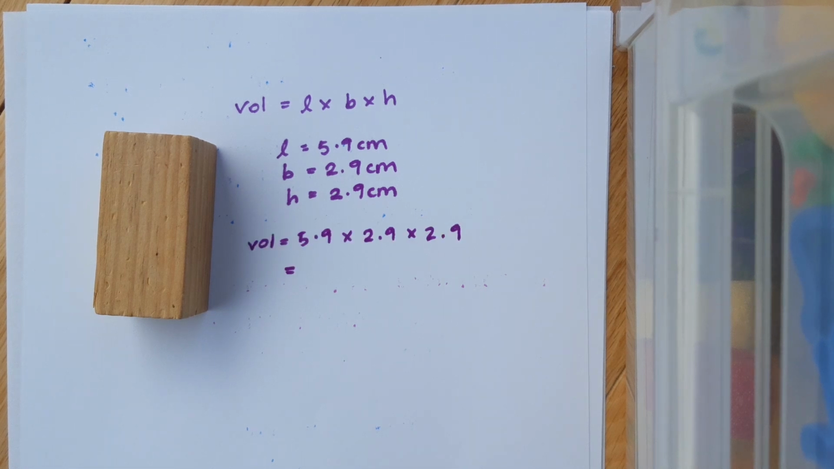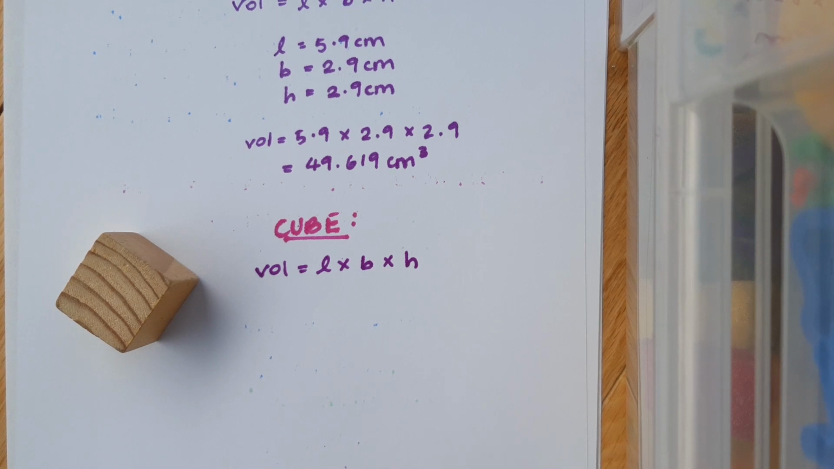My calculation should look like this, and my solution is 49.619 centimeters cubed. Now here we have a cube. So a cube again is going to have volume of length by breadth by height. But I wonder, do we actually need to do 3 measurements this time? Have a think about that for a second. Okay, well, actually, I only need to do 1 measurement here because if it's a cube, all its sides, all its edges are the same length. So I'll just take 1 measurement and that'll do me fine.